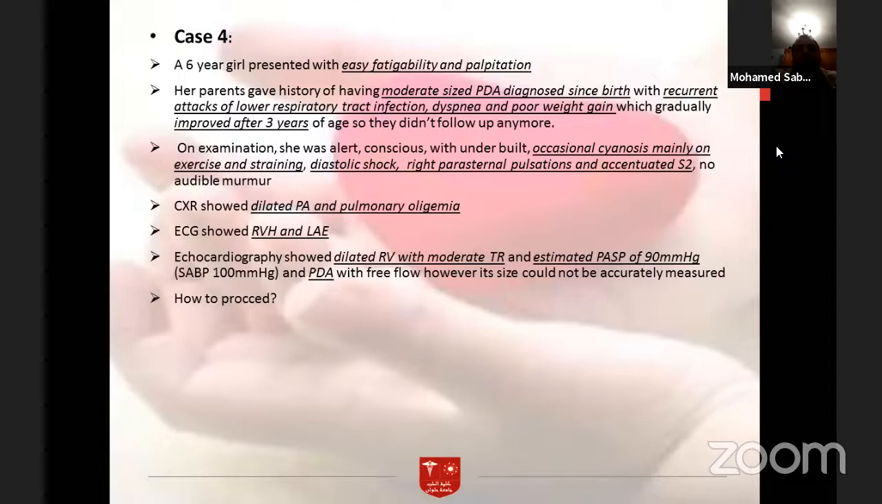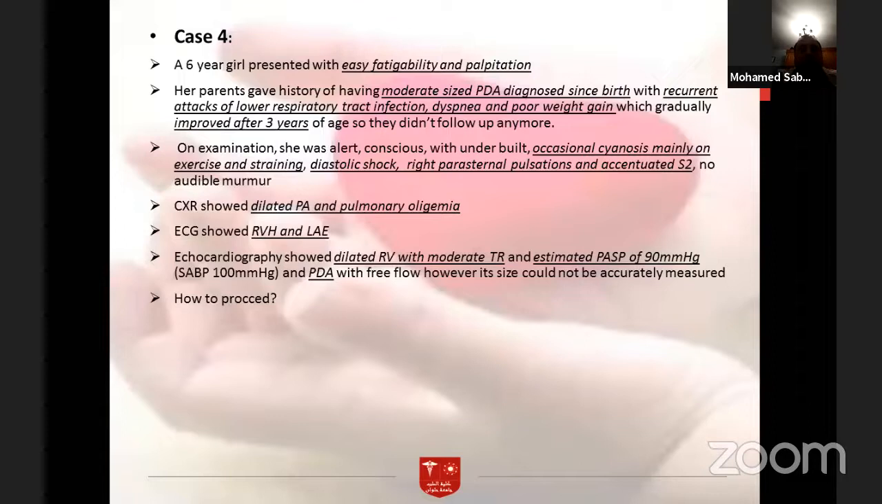and accentuated S2 with, as we said, no audible murmur. When we have equalization of pressure across the two sides of the PDA due to severe pulmonary hypertension, there will not be any pressure gradient between the pulmonary artery and the aorta, so no significant shunt across the PDA, so no audible murmur, which gives the false impression that this PDA has closed, which is not the right situation.